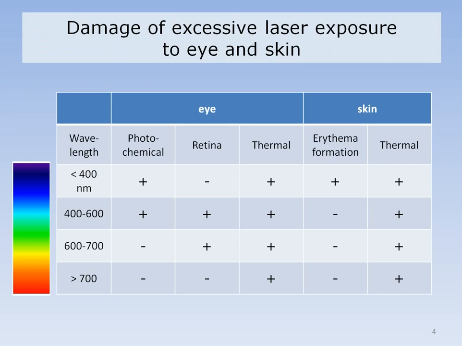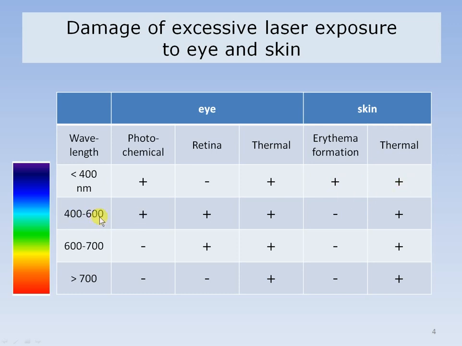What is the damage to eye and skin? For ultraviolet, the damage is mostly photochemical and thermal. There is erythema formation in the skin and also thermal damage at the skin.